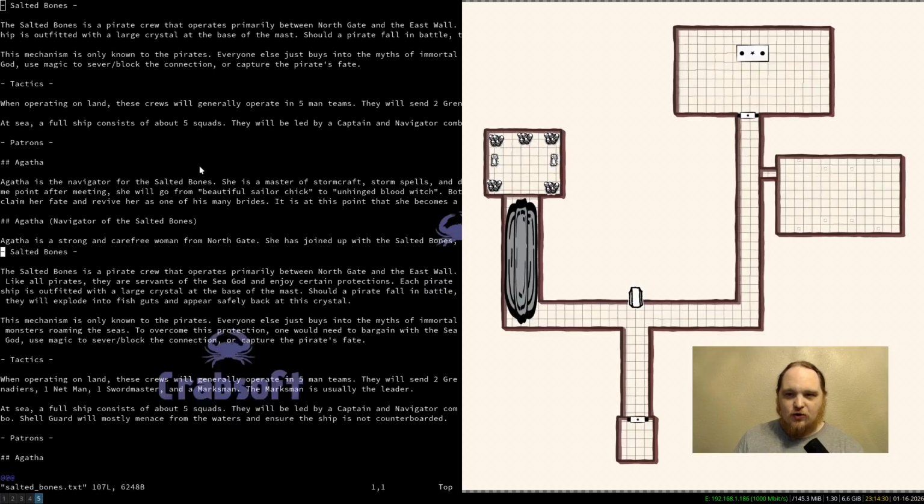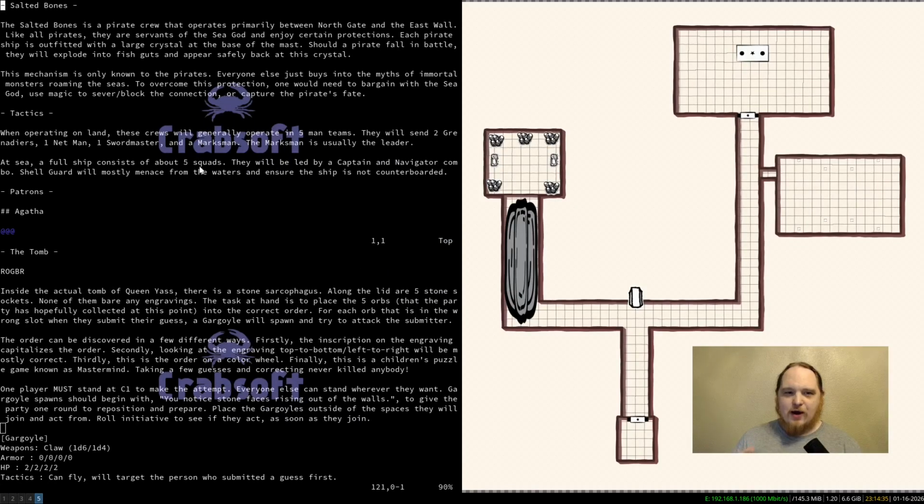So already we can look over at our map here and think about what would we put in here if the Salted Bones were present in this location, perhaps trying to get the sword for themselves. We would put a 5-man team, right? 2 grenadiers, a netman, a swordmaster, and a marksman. We might put 2 squads, but we would use the terrain according to how these guys fight. They'll fight differently than tribal elves. They'll fight differently than the Royal Guard. And so they're going to use the space differently.